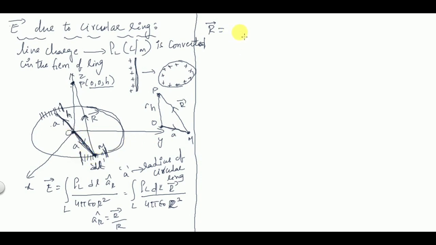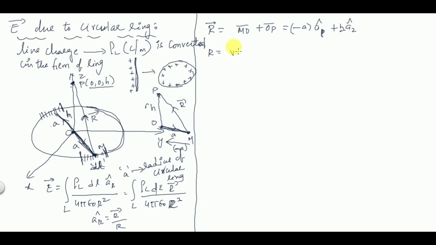So R bar is equal to MO plus OP. In the direction of O to M, a increases, but when you are taking from M to O, a decreases. So I am taking it as minus a. In this direction it is increasing, in the reverse direction it is decreasing, so we take it as minus a into a rho cap, because it is representing the radius, plus H into a z cap. H is along the Z direction. So this is your R bar.